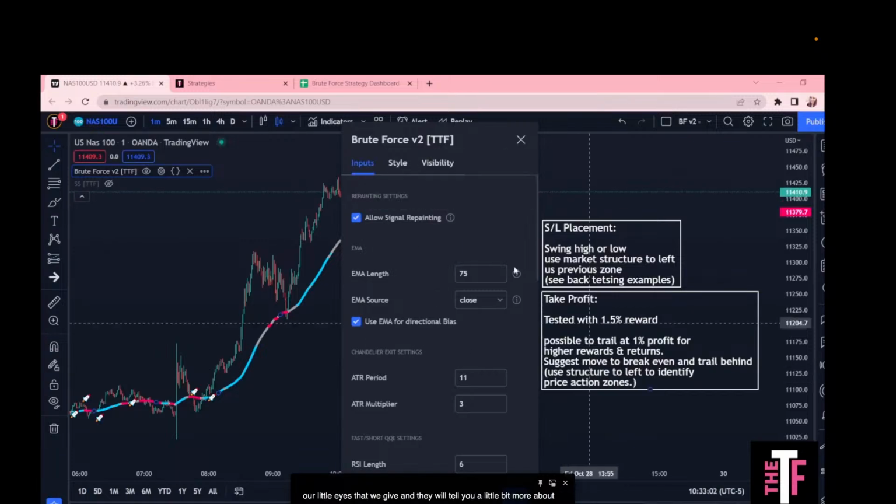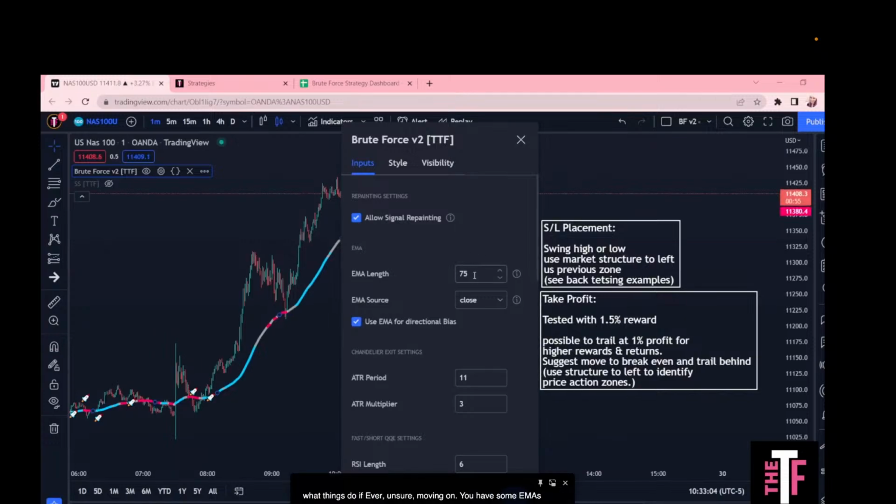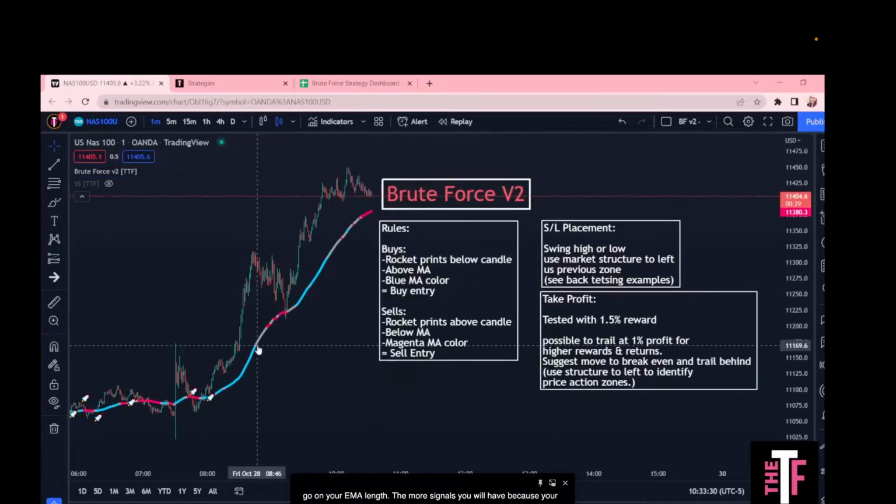Moving on, you have some EMAs here. We have it set to default at 75. Most of the things that we backtested with did work with a 75, and I'll get into that in a moment. But you can feel free to play with this. There really is no right or wrong as far as the EMA goes. Anywhere from as low as 21 all the way up to like 100 or so, we had seen working pretty nicely. The lower you go on your EMA length, the more signals you will have because your EMA, this line here, will be tighter. You will have more crossings, therefore having more signals.